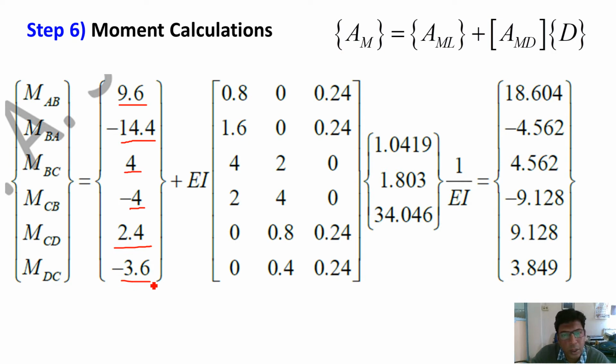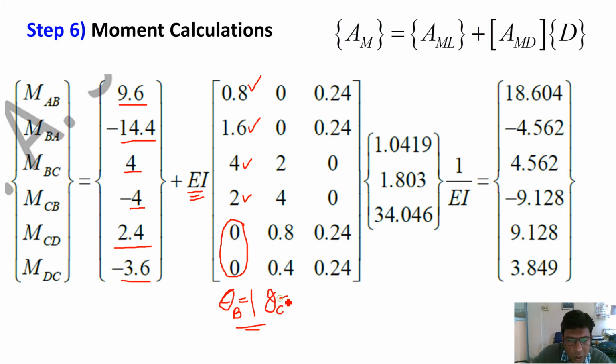MDC minus 3.6. If you look at the theta B equal to 1 figure in the unit displacement, MAB is 0.8 EI, so EI is taken outside. BA is 1.6, BC is 4, CB is 2. There is no CD column. If you look at theta b equal to 1, there is no CD column, so its moment is 0. This column is written from theta c equal to 1.